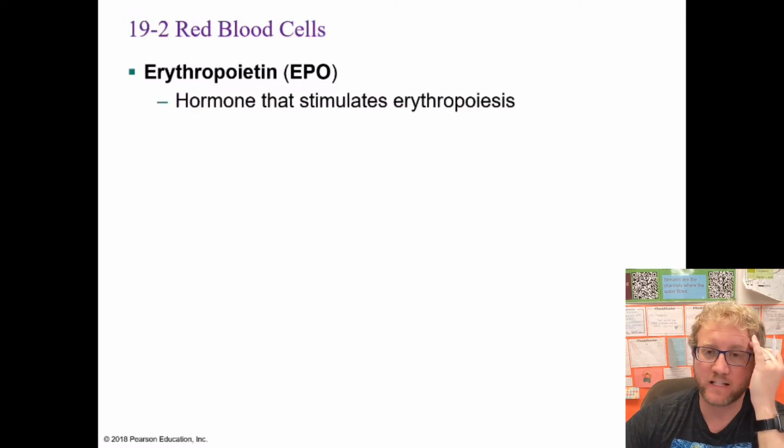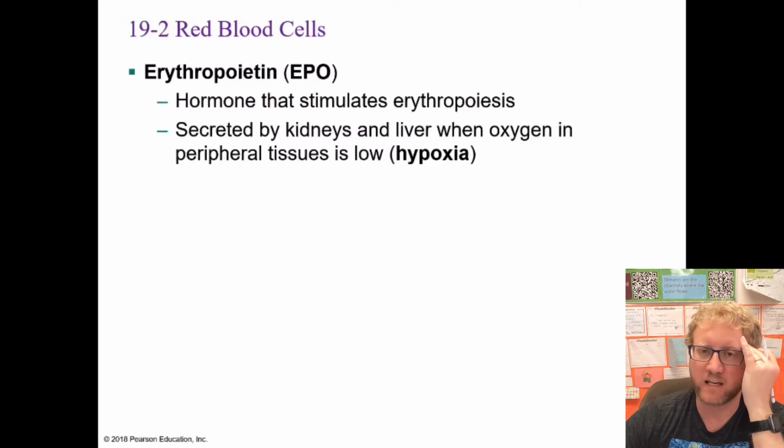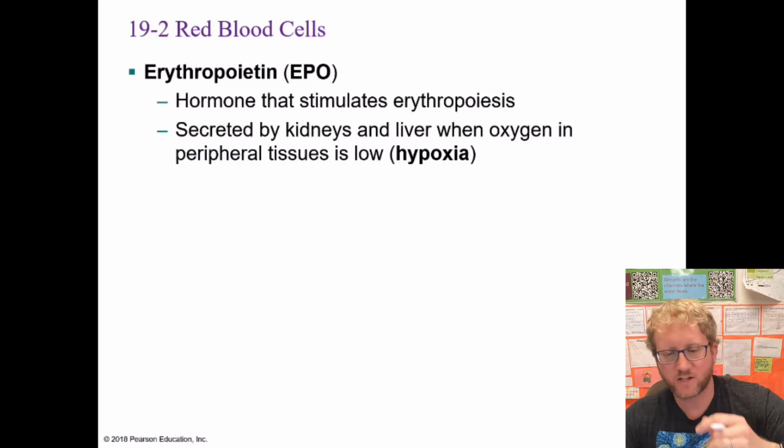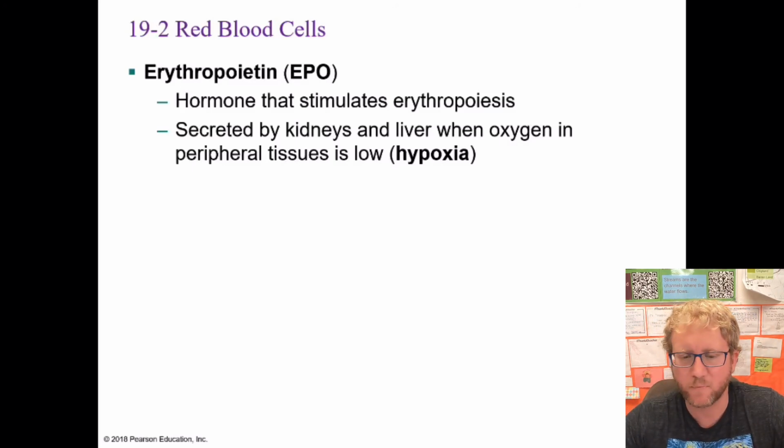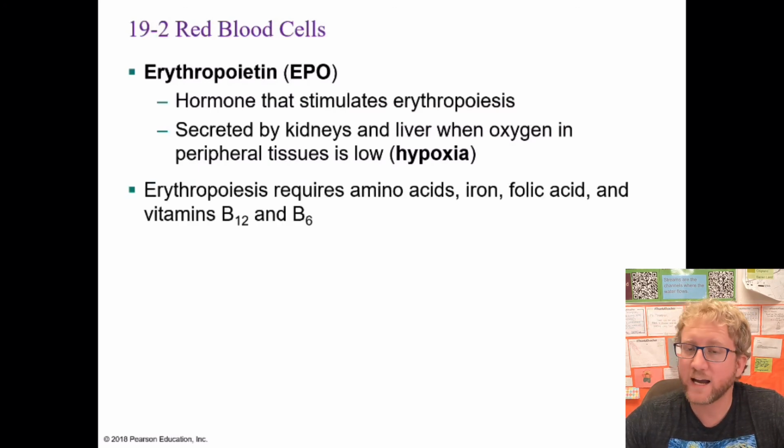Erythropoietin is a hormone that stimulates this process. It's secreted by the kidneys and the liver primarily when oxygen levels are low. This is known as hypoxia. So if you're in a low oxygen environment or something like that. It requires a lot of things, amino acids. Okay, so protein is important. Iron, folic acid, B12, and B6 are all important nutrients that are required for red blood cell production.